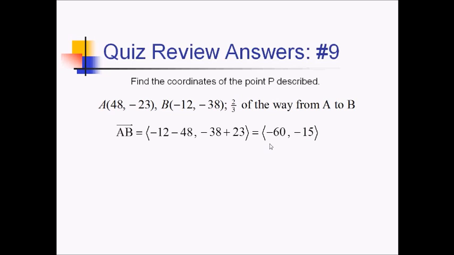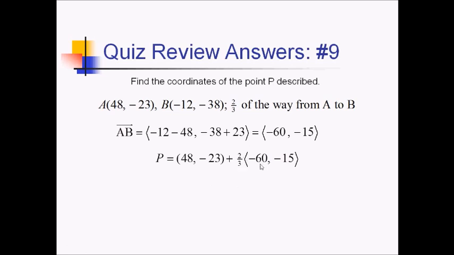Next, we're going to take our initial point, A, that's our starting point, and to that, in order to get the new point, I have to add 2/3 of this vector that I just came up with, 2/3 of the component form, 2/3 of the directions to get from A to B. The rest of this is just PEMDAS and adding vectors together.